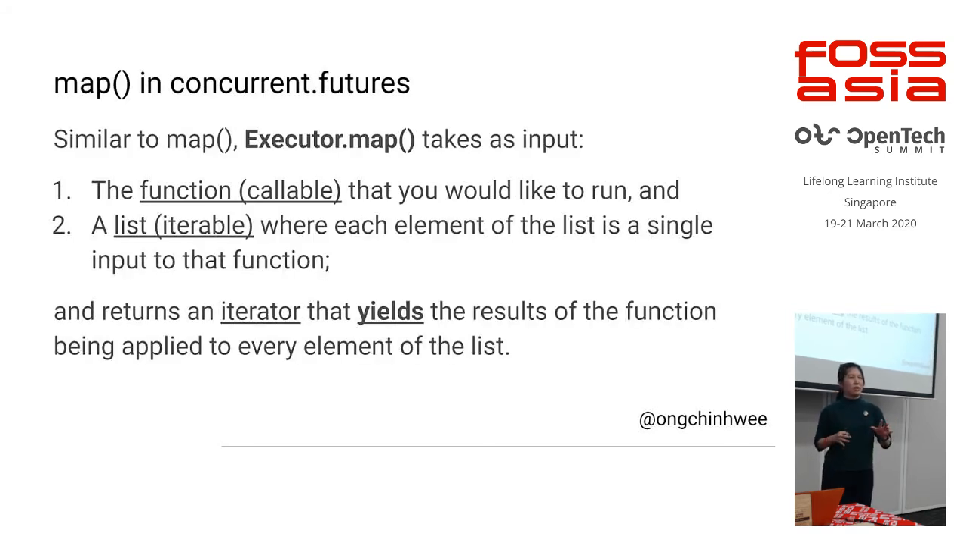As for map in executor, it is similar to the map function in Python. It takes as input your callable, the function that you want to run, as well as a list where each element in the list will be the input to your function. What it returns is an iterator that will yield the results of the function being applied to every element of the list. So when I run my executor.map, I don't get the results immediately. I will have to extract the results from the executor to store it somewhere.